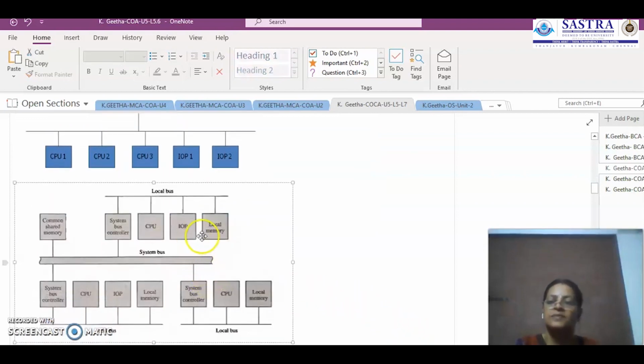And if you observe this diagram, the same thing that we have discussed so far is given in this form, where we have the local bus connecting the local devices with a local memory, and we have the system bus that connects all the processors and all the components, which is going to be connected to the common shared memory.